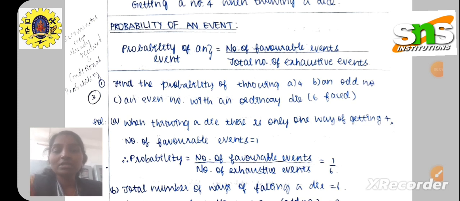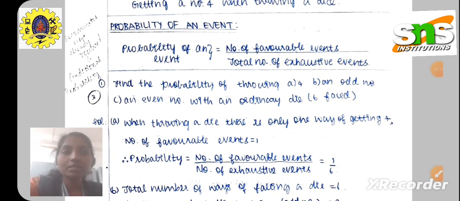This is a lecture video series on the course Probability and Statistics, and in the previous class we have seen the definitions and the types of events related to probability and random variables, the first unit of this course. Now we'll have the formula to find the probability of an event. What is the probability of an event? The probability of an event is given by number of favorable events divided by total number of exhaustive events.